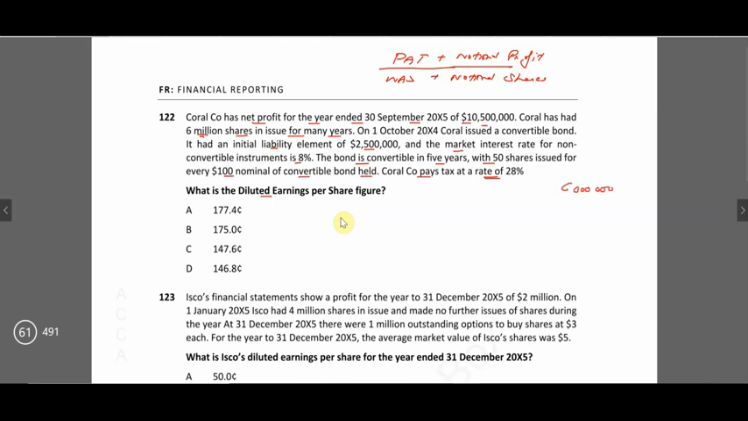They said the bond is convertible in 5 years with 50 shares issued for every 100 nominal of the convertible bond held. So you see the liability element is 2.5 million, so 2,500,000 divided by 100. For every 100, it is written with 50 shares for every 100, so divide by 100 into 50. So we can just calculate it.